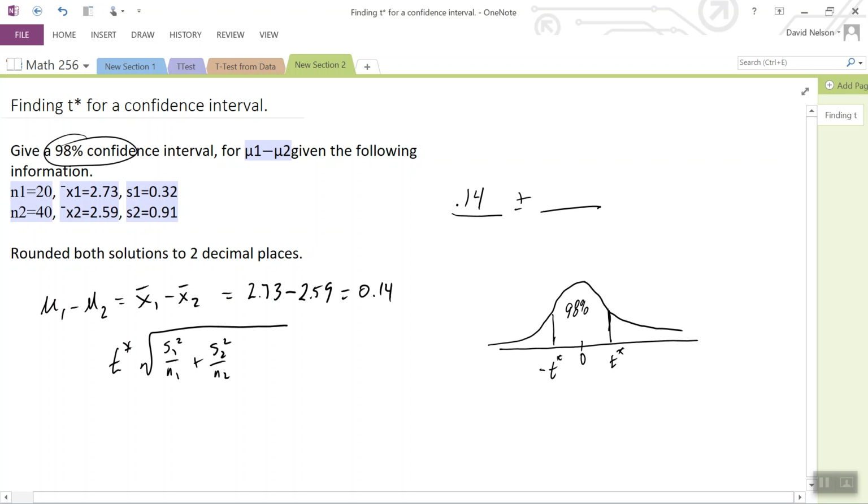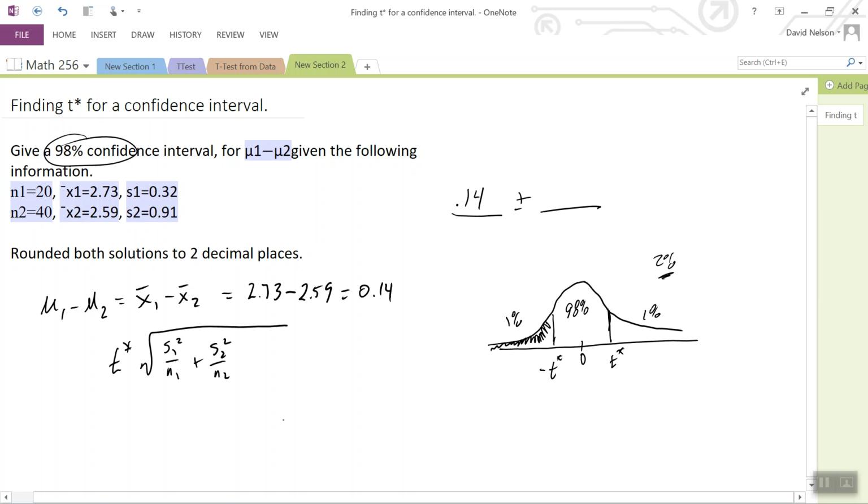And so we have to do a little bit of thinking before we can just plug this into our calculator. The calculator wants the area to the left, and so probably the easiest area to the left is this minus t star here. I need to know what's the area to that left. Well, 98% of the values are here in the middle, because we're doing 98% confidence. We want to know how far out you have to go to capture 98% of the values. That leaves me 2% that I don't have accounted for, and that 2% is divided evenly between the two sides. It's nice and symmetric. So 1% is going to be on the left, and 1% is going to be on the right.